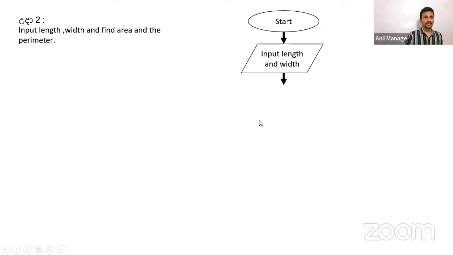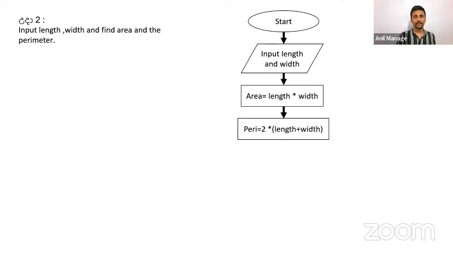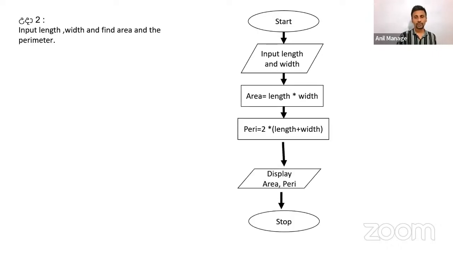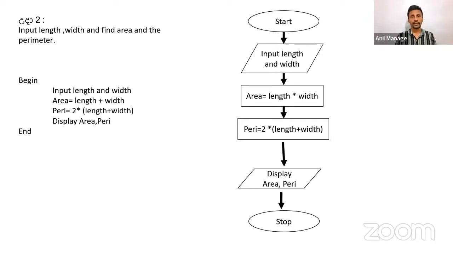Next one, input length and width, and find the area and the perimeter. Okay, right? So here also, again, another sequence part. You input the length and width of a rectangle and find the area and the perimeter. So input length and width. I have put length and width.